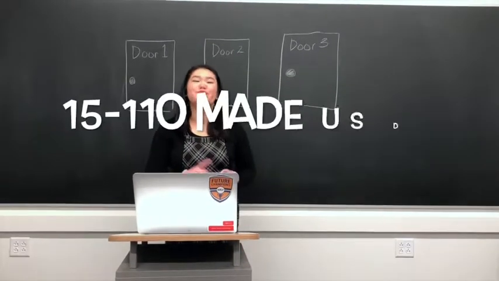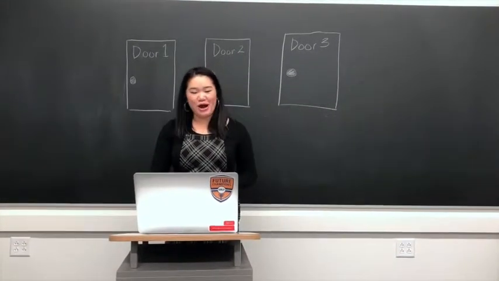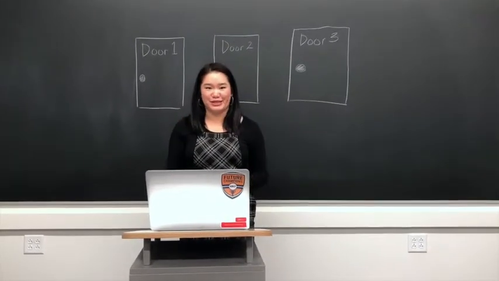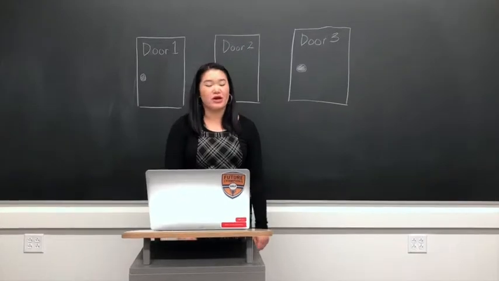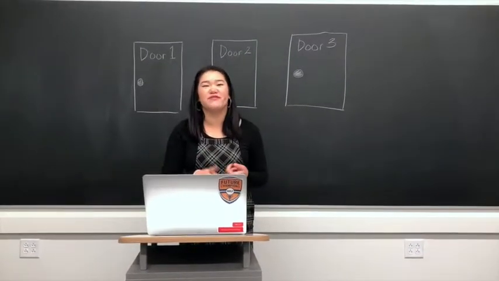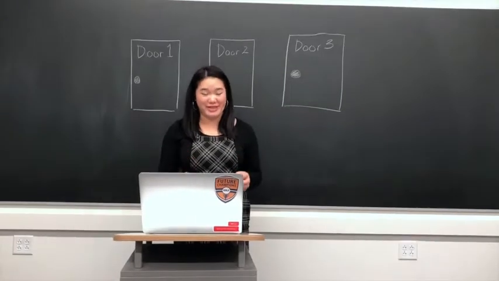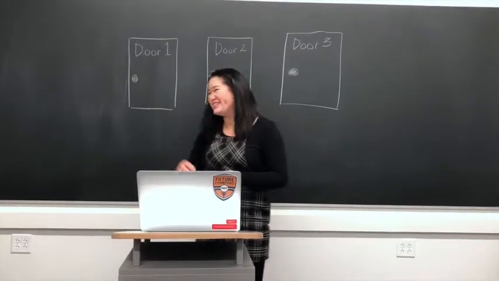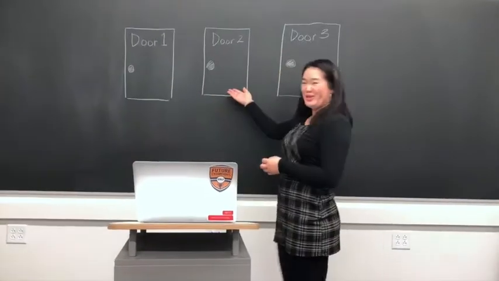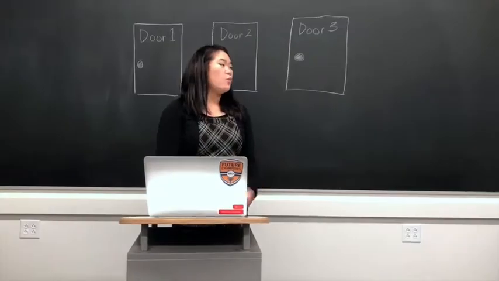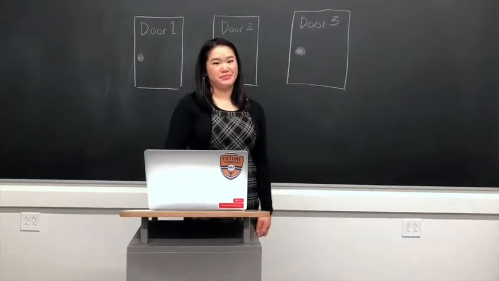Favorite game show, 15110 Made Us Do It, where our player Amanda Hong has the opportunity to win big if she gets lucky. Today, we have a card that is worth $235,672.12. Is it behind door 1, door 2, or door 3? Alright, Amanda, which door will you choose?